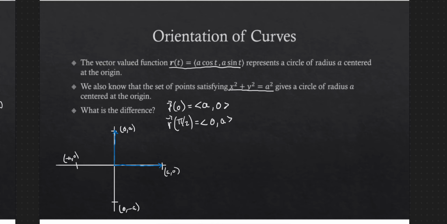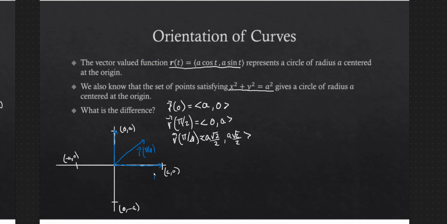I also could have done, say, r of pi over 4. Then cosine is root 2 over 2, so this would be a root 2 over 2 for the x component, and a root 2 over 2, since sine of pi over 4 is also root 2 over 2, for the y component. And so I would get a vector, looks something like, beyond this circle, something here. This vector would be r of pi over 4.